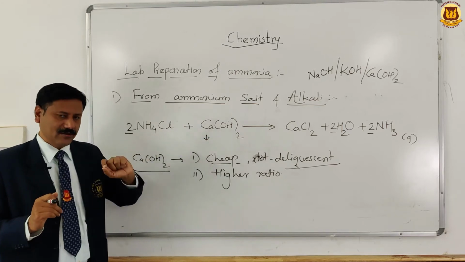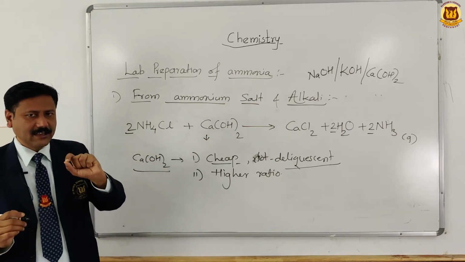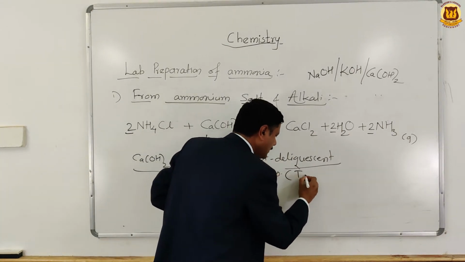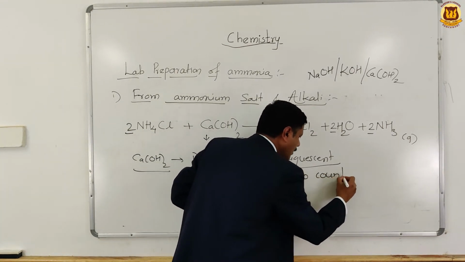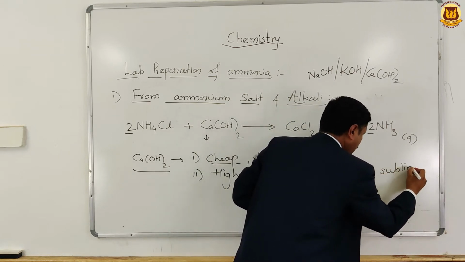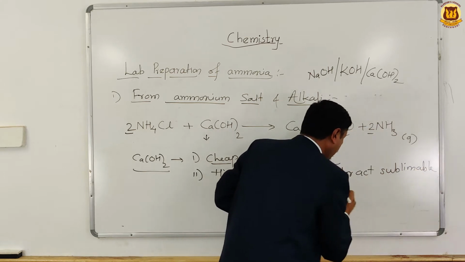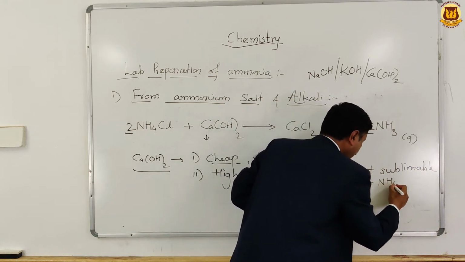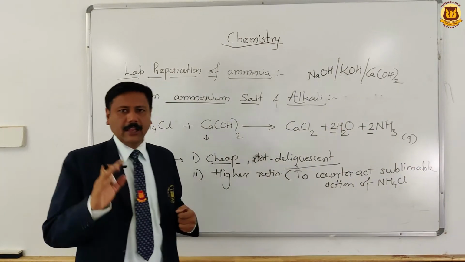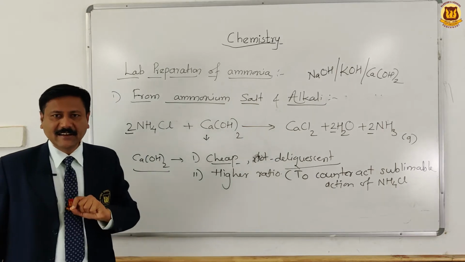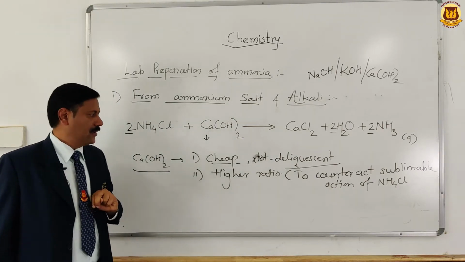So calcium hydroxide is taken in the higher ratio to counteract. Why is it taken in a higher ratio? To counteract the sublimable action of ammonium chloride. To counteract the sublimable action of ammonium chloride, calcium hydroxide is taken in a higher ratio.